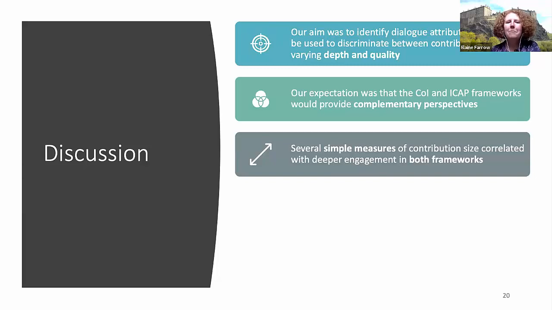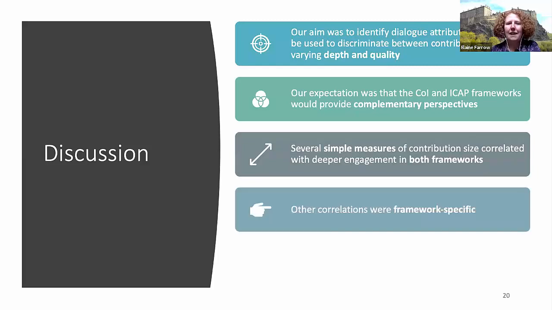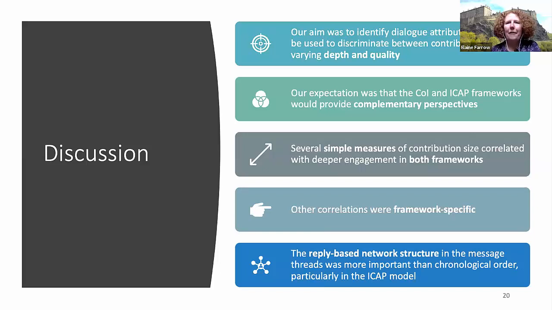We found that several simple measures of contribution size correlated with deeper engagement in both frameworks, but other correlations were framework specific. And one important thing we found was that the reply-based network structure in the message threads was far more important than chronological order, particularly so for the ICAP model. And so it's really important to preserve that information when extracting discussion forum messages for analysis. So don't just rely on the time order. Take note of which message was a reply to which other message, because that was found to be very important here.